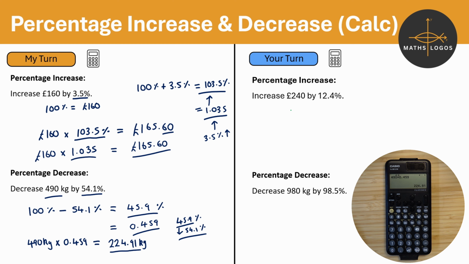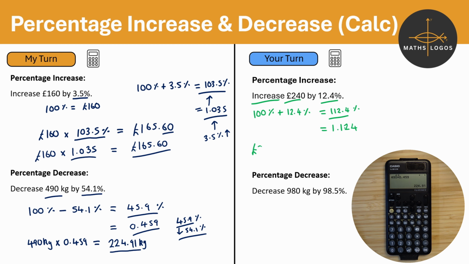Okay, let's look at both of these. So increase £240 by 12.4%. Let's start by working out that decimal multiplier. We always start with 100%. It's an increase, so we're going to be adding 12.4%, and that's going to give us 112.4%. To get my decimal multiplier, I divide that by 100, which gives me 1.124.